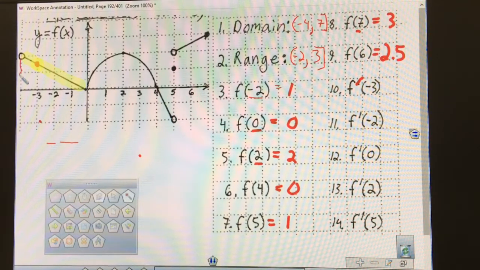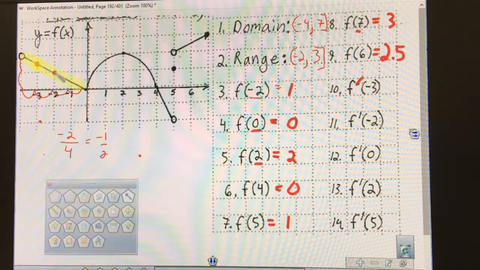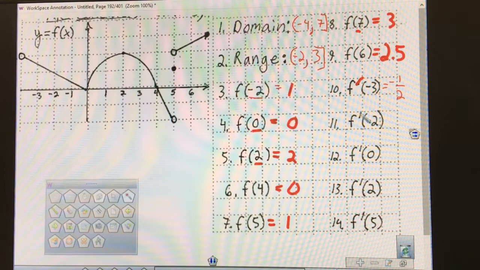The rise goes down 1, 2, over 1, 2, 3, 4. Negative 2 over 4. So there's my negative, and that's actually going to equal negative 1 over 2. And notice at this spot, I go down 1, right 2. So the derivative, or the slope at that point, is negative 1/2. Huge concept in calculus.